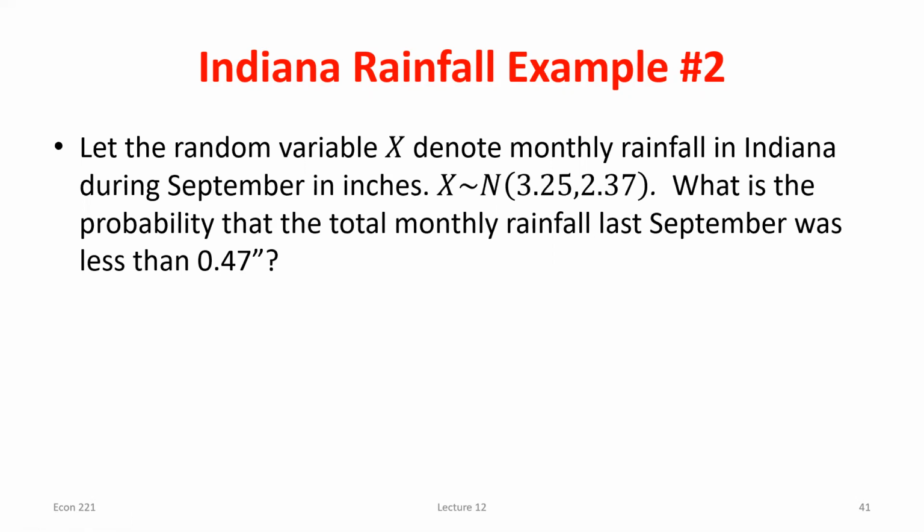I've gotten some rain recently. Last September, we actually only had 0.47 inches of rainfall. And so how unlikely was it that we saw that, right?